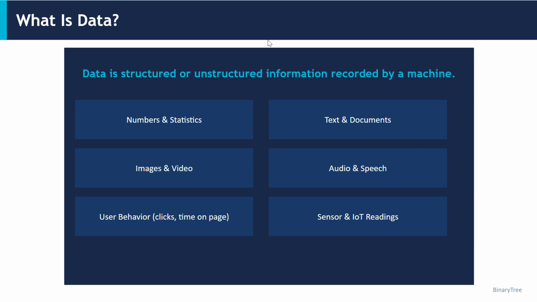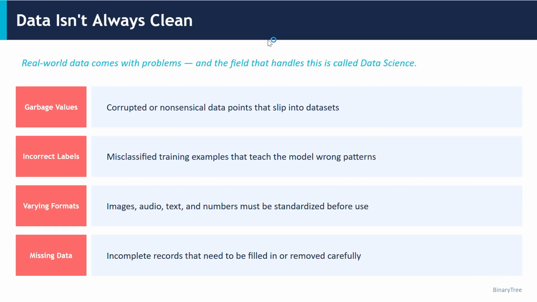It's also things you might not think of as data at all. User behavior, like which links you click and how long you stay on a page, and sensor readings from the physical world, like temperature or motion from Internet of Things devices. Every one of these becomes fuel for an AI system. So when you remember that a model was trained on data, remember it could be learning from any of these sources or all of them at once.